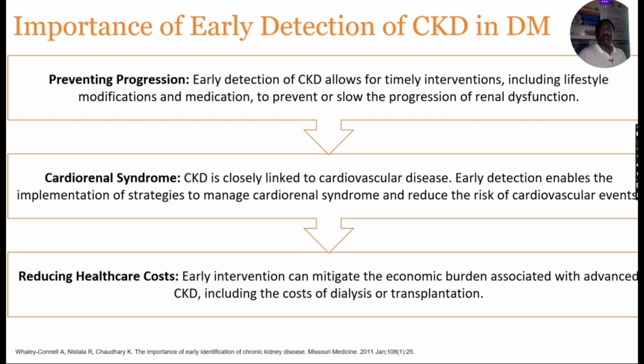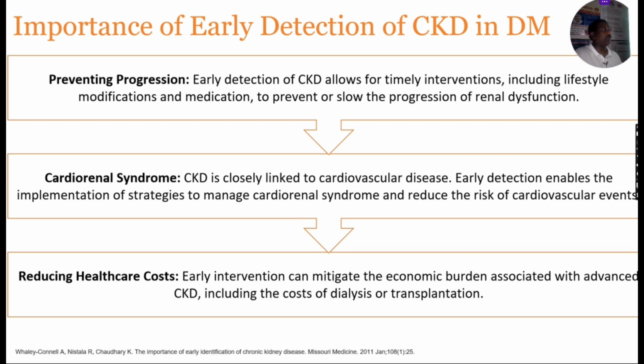What is the importance of early detection? Preventing the progression. Early detection means timely interventions, including lifestyle modifications and also medications, to prevent or slow the progression of renal dysfunction. So you can use drugs to reduce the blood pressure, good drugs to reduce hyperglycemia, or you can add insulin also to reduce the blood sugars. All these things so that you can prevent the progression.